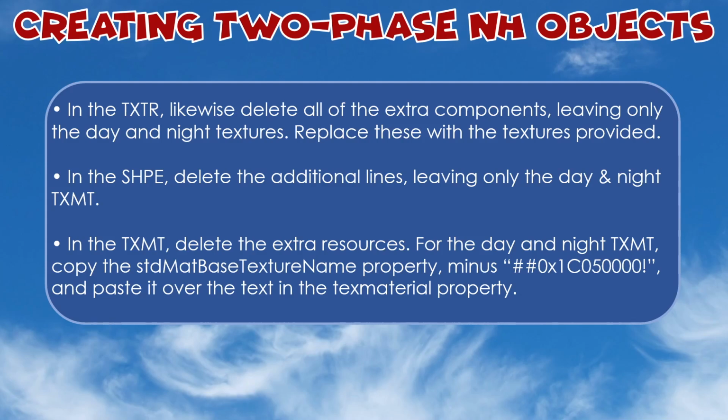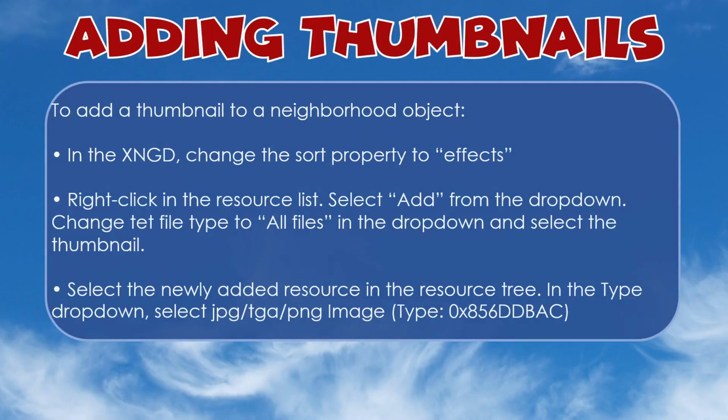And we'll see that a little bit later on when we put it into practice. Adding thumbnails. So to add a thumbnail to a neighborhood object, if you're familiar with adding accessories, this should be a snap. In the XNGB, we sort the property to effects. So we just change the sort to effects. Then we right-click anywhere in the resource list, and we select Add from the drop-down.